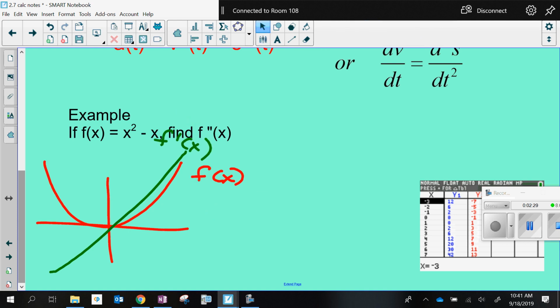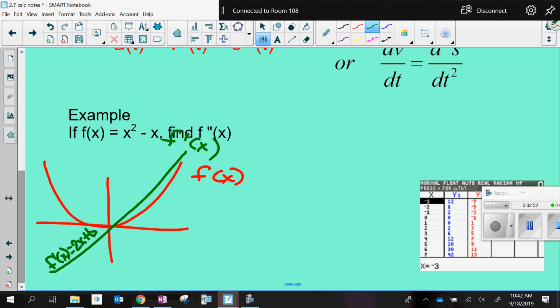Now that line, let's say it's, we're just going to make up stuff here, 2x plus 6. What's the slope of that line? 2. So what's the derivative of that function? 2. So f double prime would look like 2, and that looks like this.